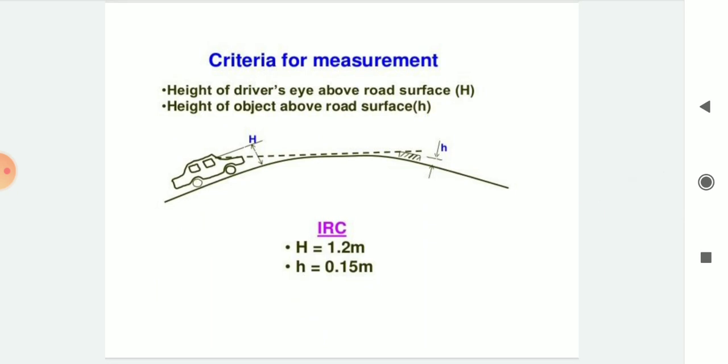Criteria for measurement. What is the criteria for measuring the stopping side distance? Height of the driver's eye above the road surface, let's say capital H, and height of the object above the road surface, let's say small h. As shown in the figure, IRC specification says capital H should be 1.2 meter and small h should be 0.15 meter. Okay.